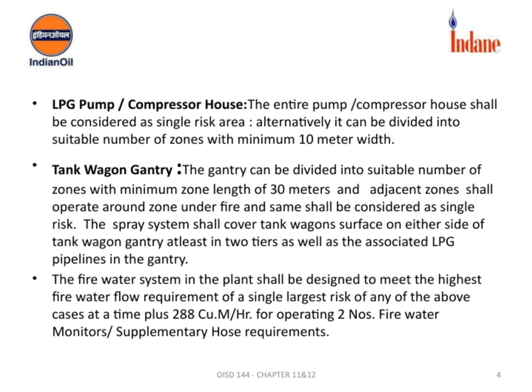Finally, the fire water system in the plant must be capable of handling the highest fire water flow requirement, which means it should be prepared to manage the largest single risk area at any given time. Additionally, it should supply 288 cubic meters per hour to operate 2 fire water monitors, or for supplementary hoses, ensuring we have robust fire suppression capability when needed. All these measures are essential to maintain safety and prevent escalation in case of an incident, aligning with our overall safety objectives for the plant.